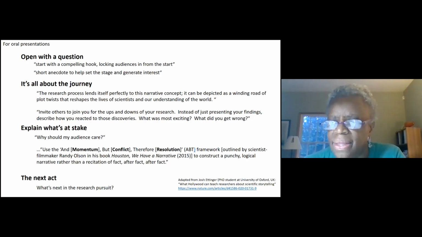And the idea that you want to be able to engage your audience with a story, I think is a compelling one. How do we make that story that we want to tell compelling? And so he suggests that you could open your presentation with a question or something that hooks the audience in a way that will have them following the rest of the story for the rest of the time that the person is in fact engaged. So, you know, start with a compelling hook, locking the audience in from the start.